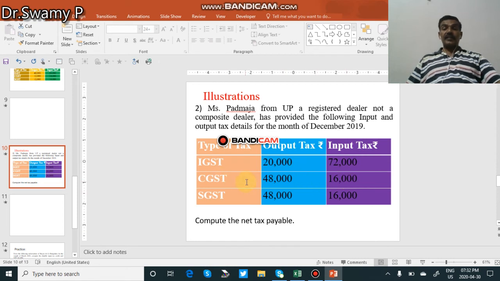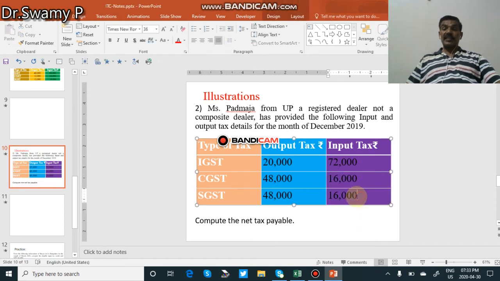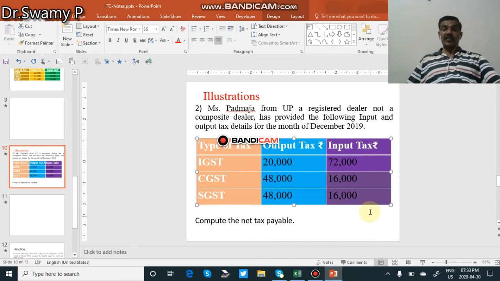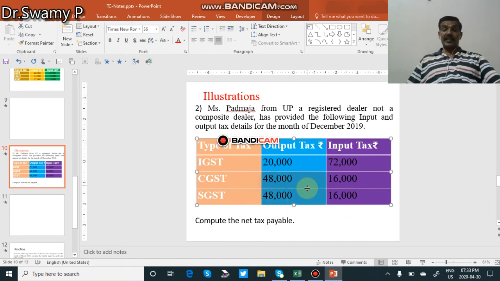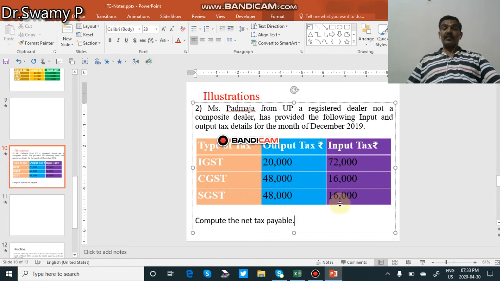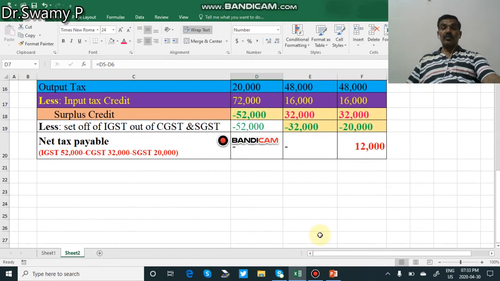Intrastate supply, on which tax collected is 48,000 each. Intrastate inward supply, on which taxes paid is 16,000 each. So input tax is the taxes paid when she has purchased the goods or services. She has paid 16,000 rupees each, and when she sold goods or supplied goods within the state, she has collected 48,000 rupees. So let us go to the Excel sheet to see how this adjustment is shown.